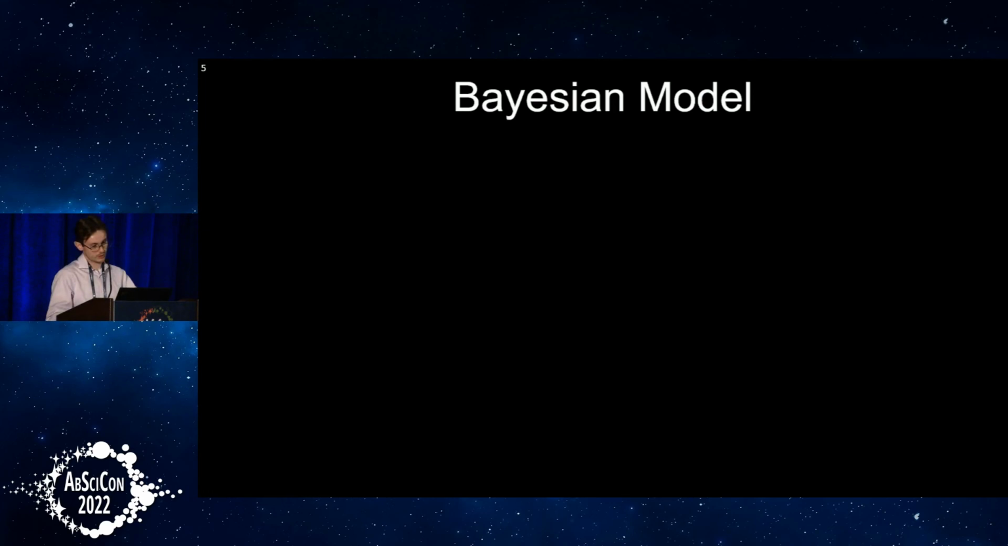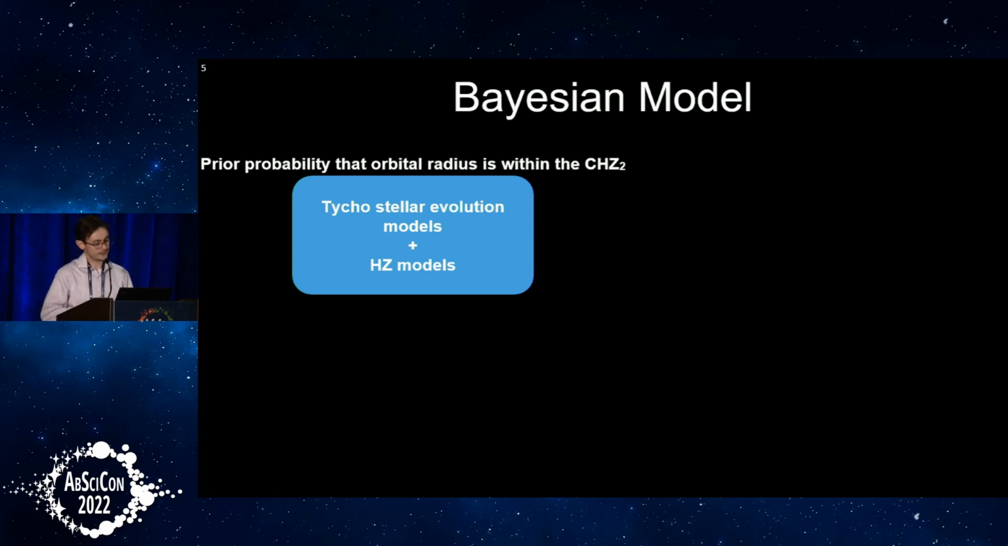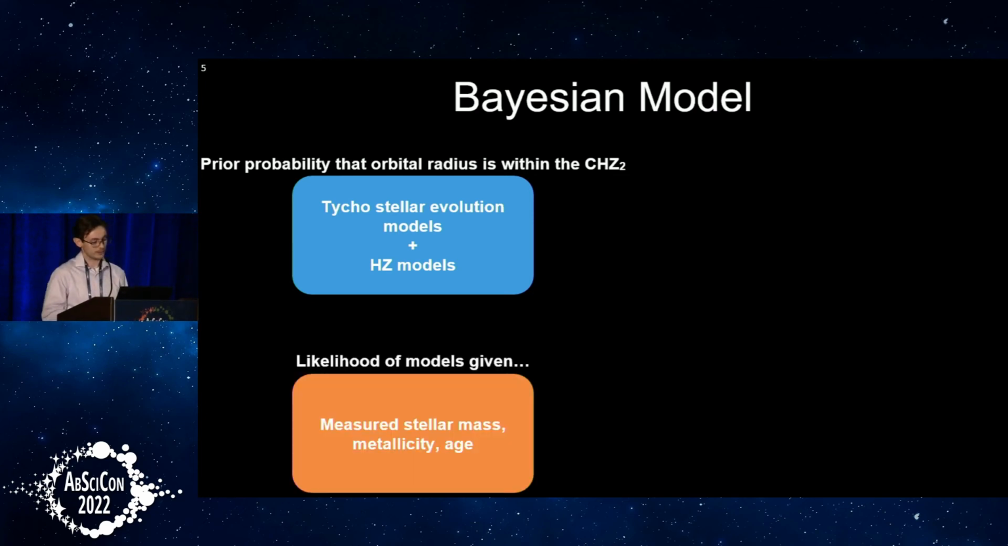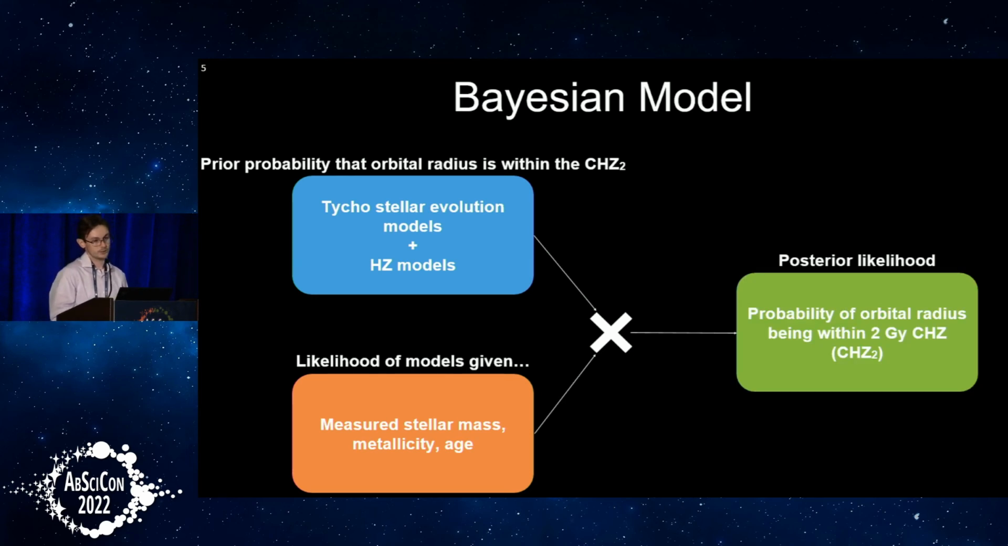All right. And so these models go into our Bayesian model to predict the probability that an orbital radius around a star has remained within the habitable zone for 2 billion years or longer. And so what goes into that? First, we have our prior probability that the orbital radius is within the CHZ2. That combines Tycho stellar evolution models with the habitable zone models. And then that gets paired with our likelihood of the models given the measured stellar mass, metallicity, and age. Basically those two just get multiplied together to get our posterior, or the probability of the orbital radius being within the CHZ2.